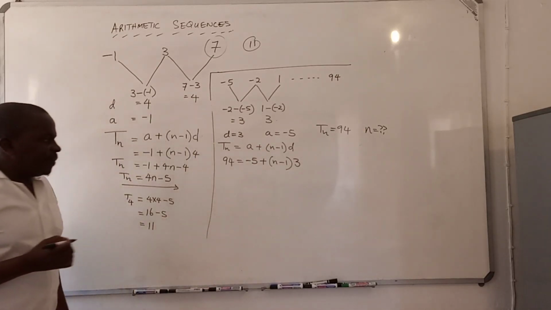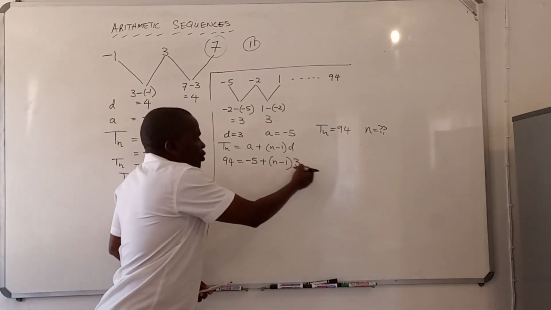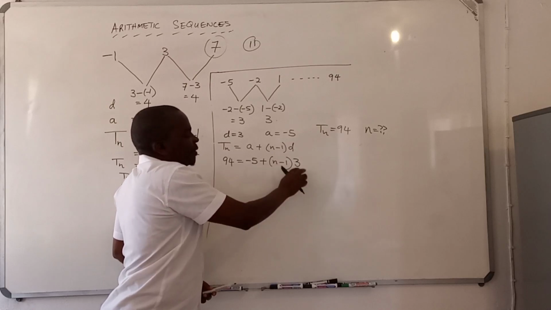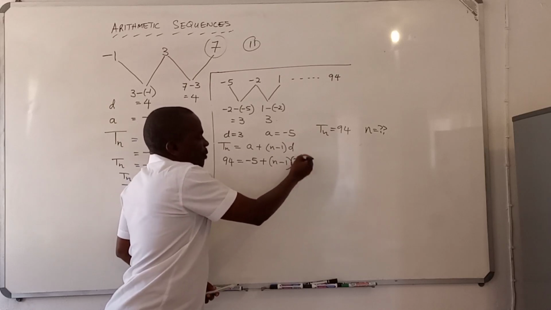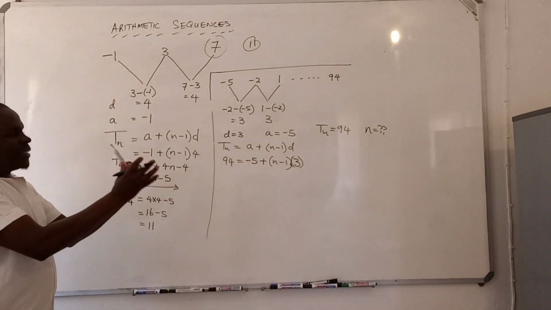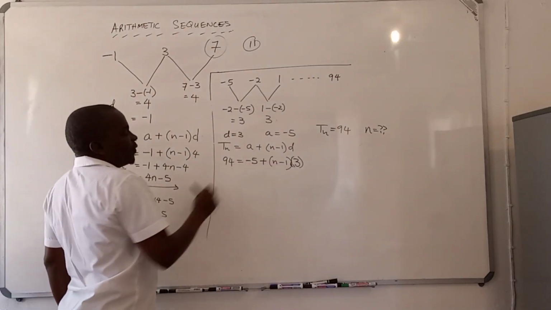When our common difference is negative, always remember to use brackets, because if you say minus 3, it will be as if you are subtracting 3 from this. So you must always put brackets there, especially when it is negative, to show that those two parts are multiplying each other. Right, let us simplify and solve for n.